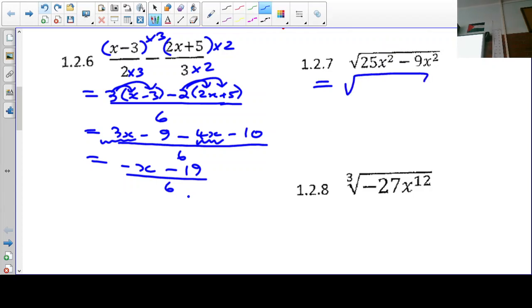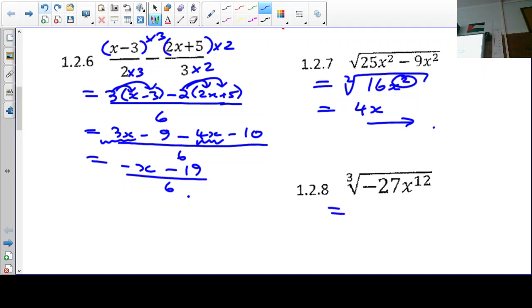So 25x squared minus 9x squared, are they like or unlike terms? They are like terms. So 25 minus 9 is 16x squared. Not so? So what's the square root of 16? 4x. You all agree with that? Any confusion? No? We take an exponent and we divide it by the root all the time. Whereas the square root of 16 is 4 there.